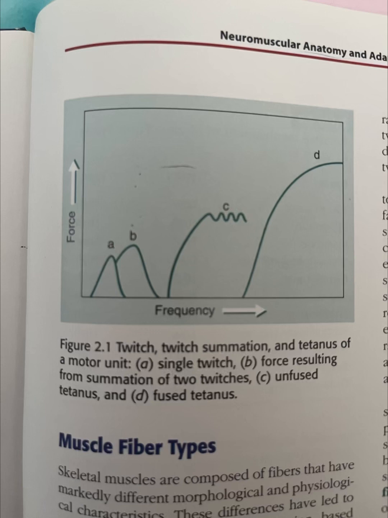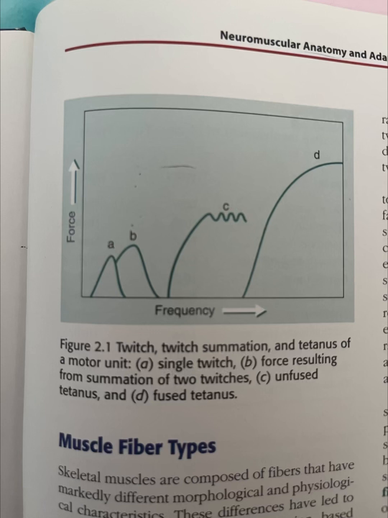Decreasing the time interval between the twitches results in a greater summation of force. The stimuli may be delivered at so high a frequency that the twitches begin to merge and even completely fuse, a condition called tetanus. This is the maximal amount of force the motor unit can develop.